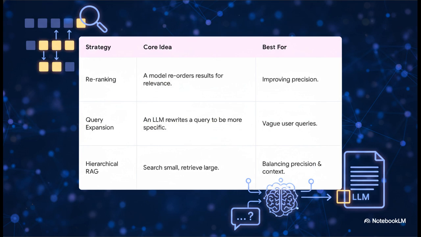Re-ranking, for example. It's like getting a second opinion from a specialist model that resorts an initial search to find the absolute best hits. Query expansion uses an LLM to turn a kind of vague question from a user into several really detailed ones to search for. And hierarchical RAG is brilliant. It solves this problem of precision versus context. It searches for a specific sentence, but then it pulls back the entire page that sentence came from.